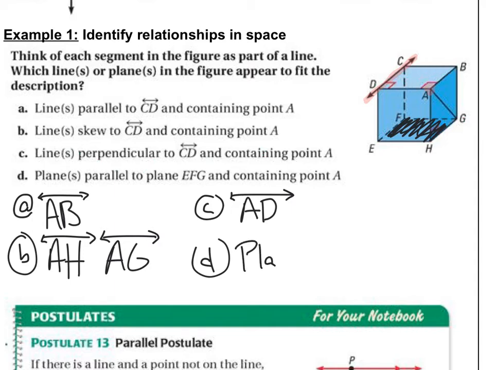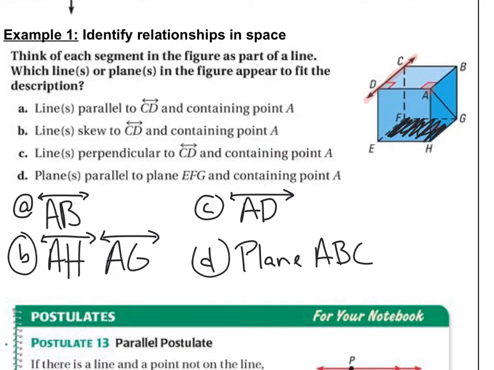However you want to do it, maybe we say ABC, maybe we say ABD. However you want to do it, just know that it has to contain point A. Okay, so that's just identifying some of the relationships between lines and planes in that given picture.